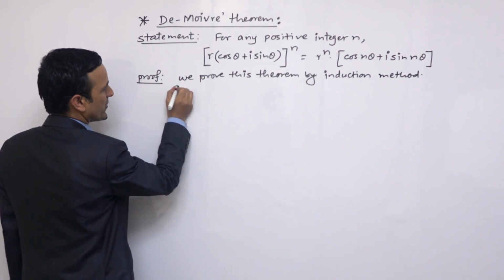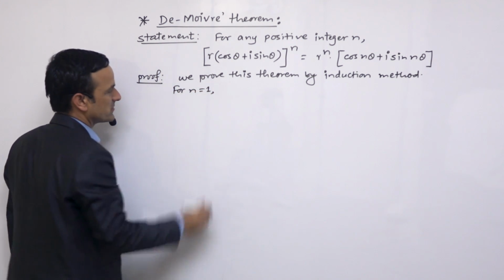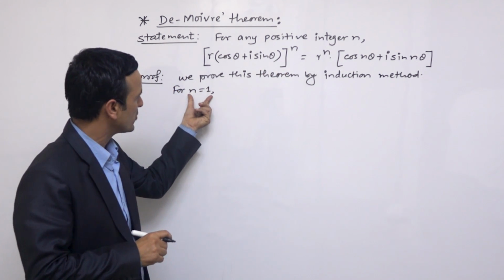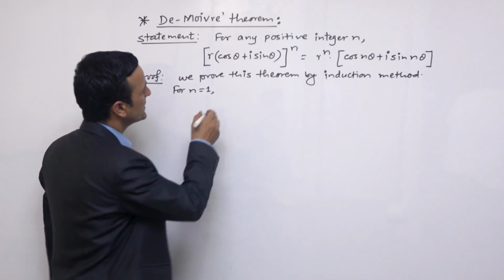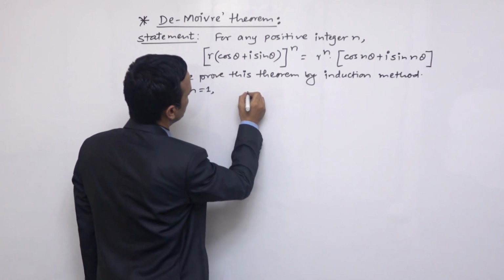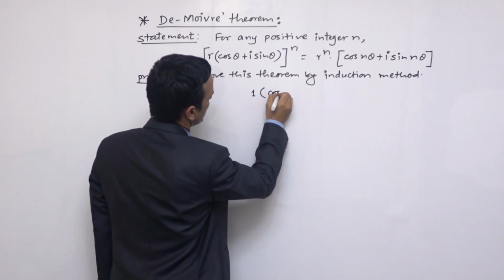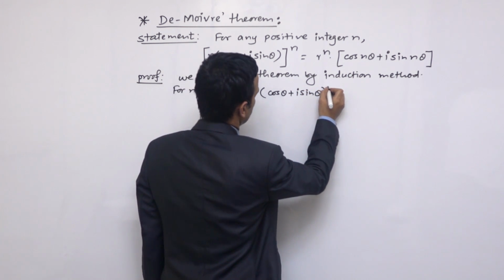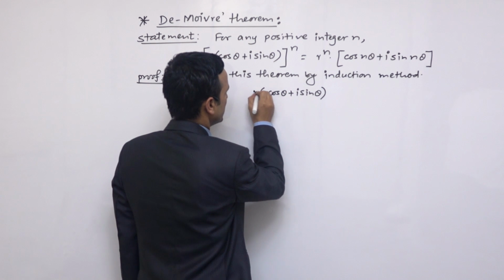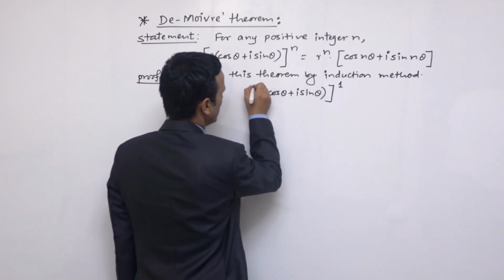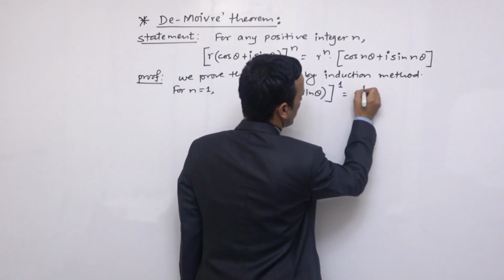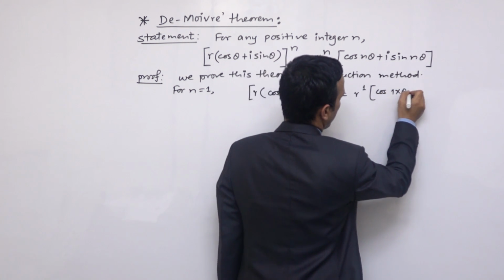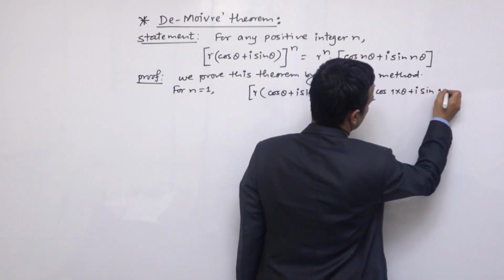So for this we have to write down for n is equal to 1 first of all. यो स्टेटमेन्ट LHS RHS दुवै साइडमा n को ठाउँमा 1 राख्नुहोस्। 1 राख्दा हाम्रो स्टेटमेन्ट हुन आउँछ r cos theta plus I sin theta, power 1 is equal to r power 1 and bracket मा cos 1 into theta plus I sin 1 into theta.